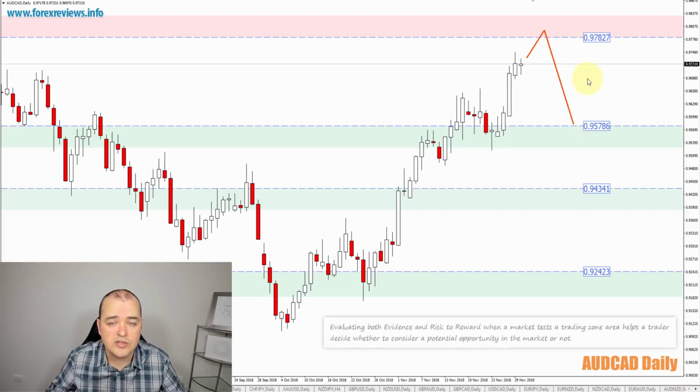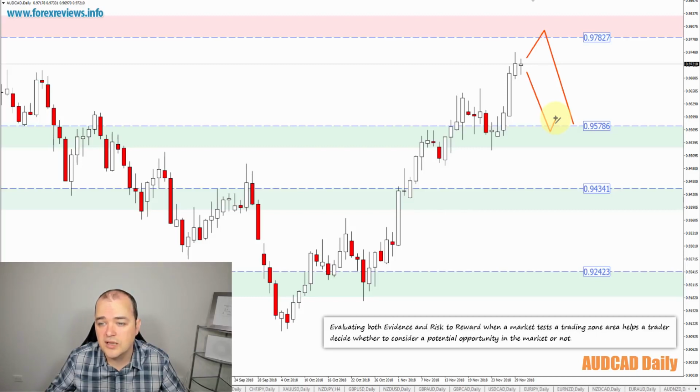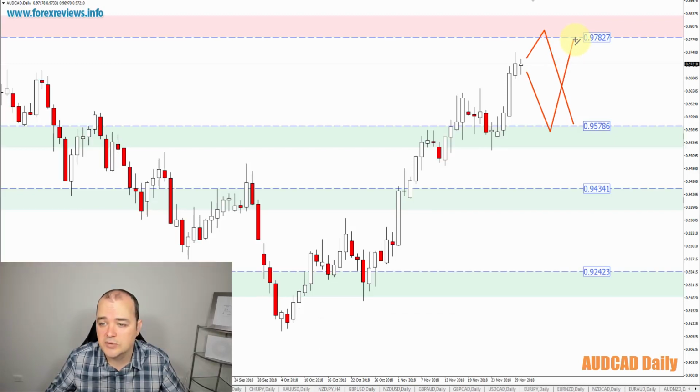Now the other zone I'd like to mention on this market, and the more preferred zone on this market, as at the moment this market is in an uptrend, is the 95.78 zone area. This is an area that if price pulls back and tests this area this week or in the near future, is a great area on this market to look for bullish evidence. And if the right sort of bullish evidence forms in this area, then potentially look for a move all the way up to the 97.82 zone area to the upside.